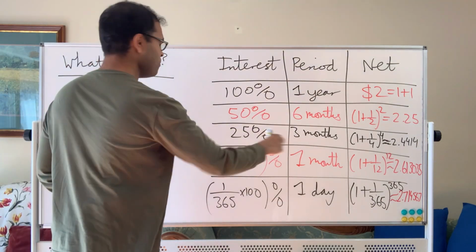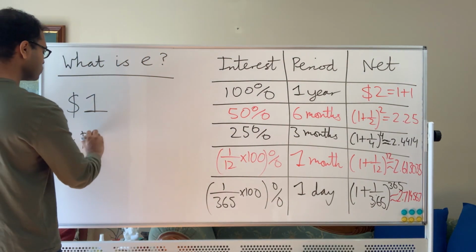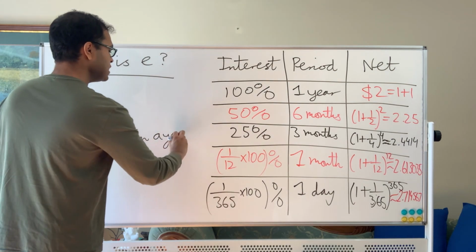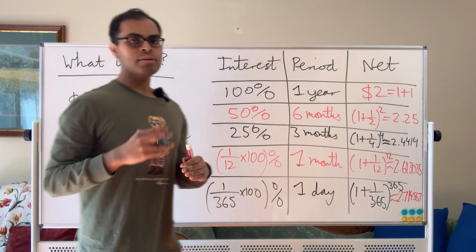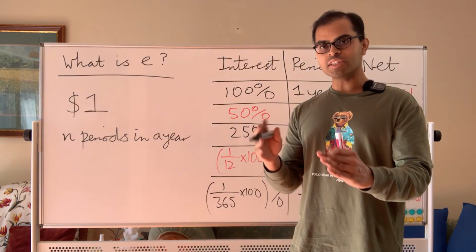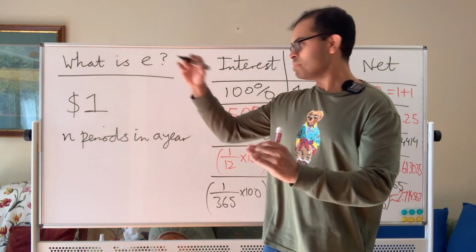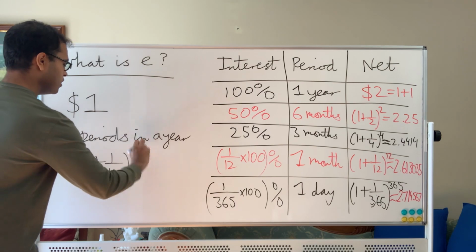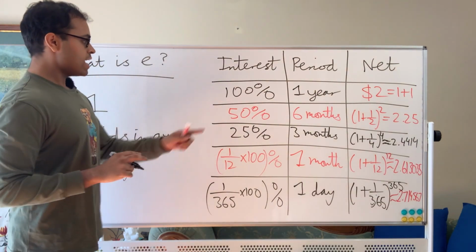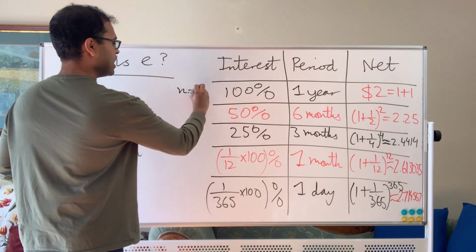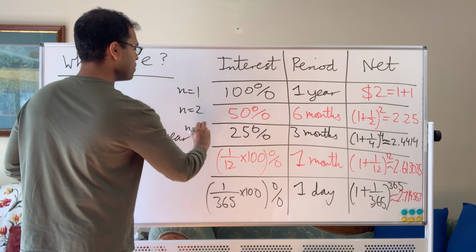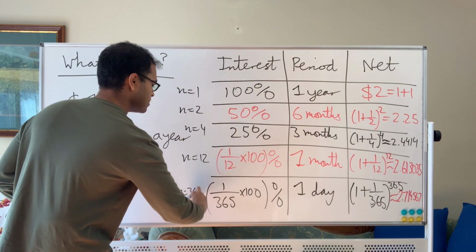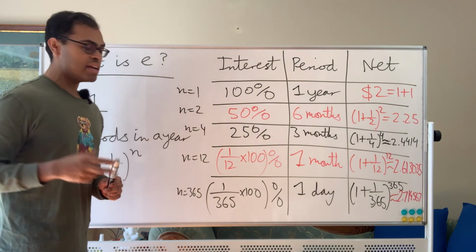Okay, so each time, if we have n periods, right, n periods in a year, then each time we're going to be multiplying our money by 1 plus 1 over n. Okay, so we're splitting up our interest over the n periods, and then we're going to get 1 plus 1 over n, to the power n. This is a sequence of numbers. When n is 1, we had this. When n is 2, we had this. When n is 4, we had this. When n is 12, we had this. When n is 365, we had this.